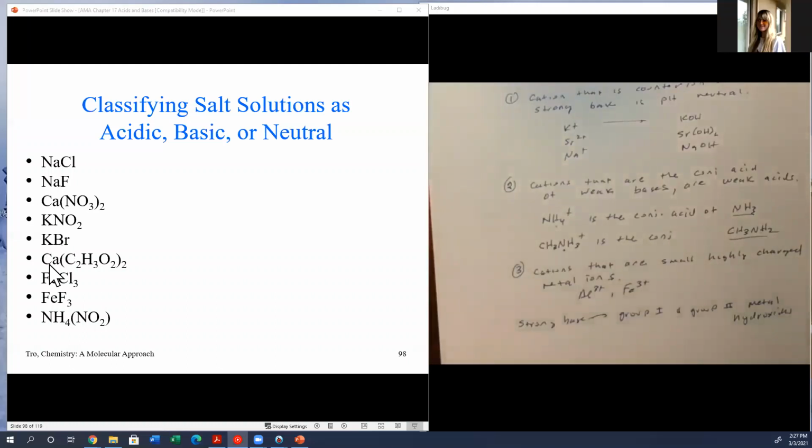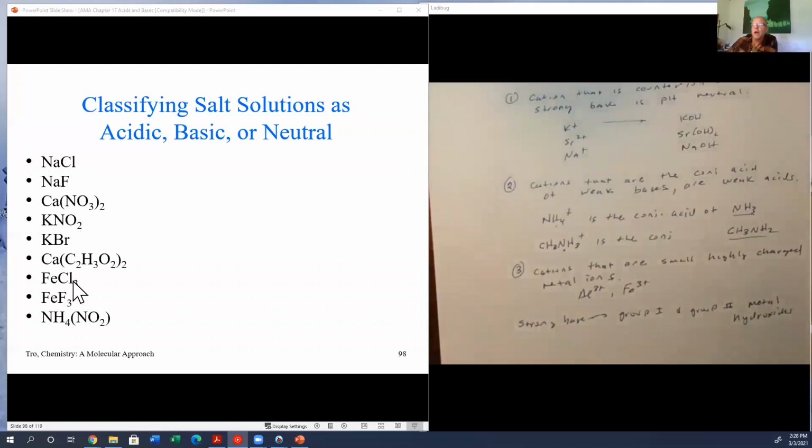All right, is this making sense? Calcium acetate. What can we say about calcium? Acidic or neutral? Calcium 2 plus. Neutral, isn't it? Yep. C2H3O2 minus, neutral or basic? Basic. It's a weak base. So this is basic.